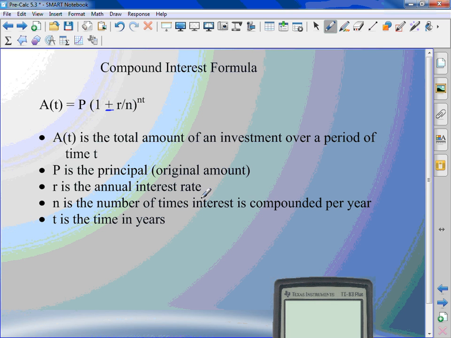What I mean by how many times it's compounded: that means how many times is interest generated. If it's yearly, how many times is it generated? Once per year. How about monthly? How many months are there in a year? 12. So if I said some sort of problem, it's compounded monthly, 12 would go there, 12 would go there.